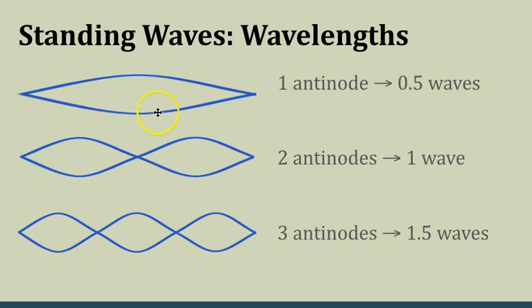For example, in this diagram, I just see 1 antinode, so it's actually only representing half of a wave. In this diagram, I see 2 antinodes, and then I divide by 2, and that means there's 1 wave being shown. In this diagram, 1, 2, 3 antinodes. If I divide by 2, that gives me 1.5 waves.